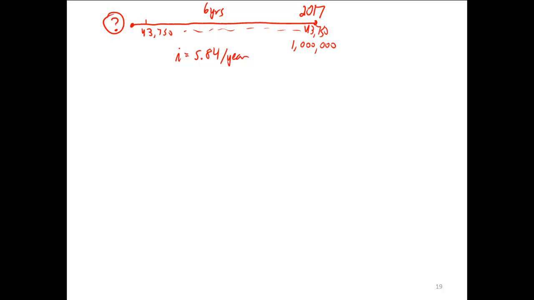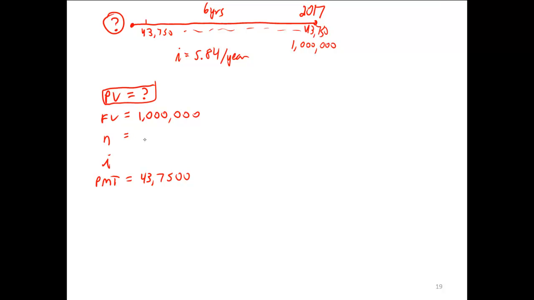So now you can see how making a timeline will assist. In addition, let's write down our variables: PV, FV, N, I, payment. Which one are we trying to find and which ones do we have? We're trying to find the bond's price. What is it worth today? We know the bond's future value, what it pays at the very end. We know that the bonds are going to pay $43,750 every 6 months. So there's our annuity. We know that it's going to pay 12 of those coupon payments or annuity payments.